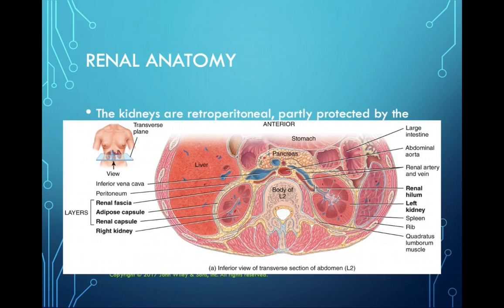The kidneys are retroperitoneal. So you can see here, you have the renal fascia, you have the adipose capsule, there's a renal capsule, and here it says right kidney, but it's really the left kidney, because here we're looking at anterior, this is posterior, here is the vertebral body, the spinal cord, so this is really the left kidney. So it's retroperitoneal, it's behind the peritoneal cavity.